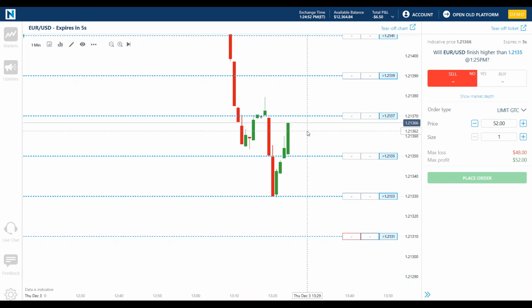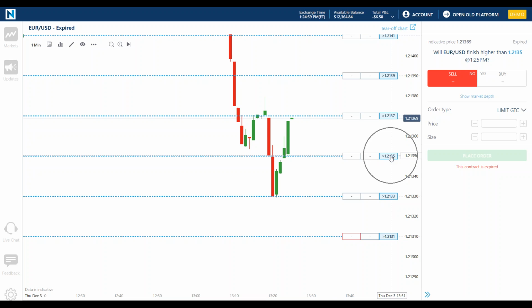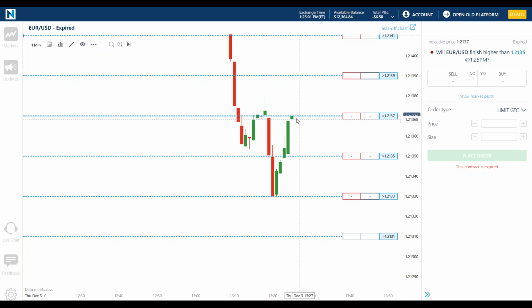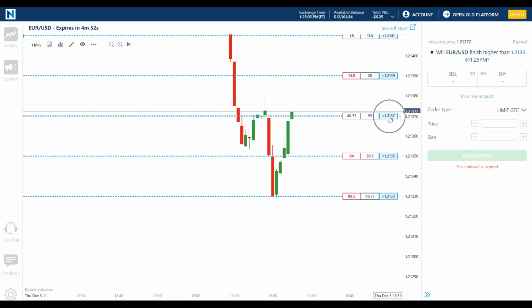And it looks like the one that I bought back, I'm glad I did, because it's going to settle at 100. And this one just expired, and this one settled at 0. So, I mean, that was crazy. And right when that happened, this one settled at 0. This one went to 100.